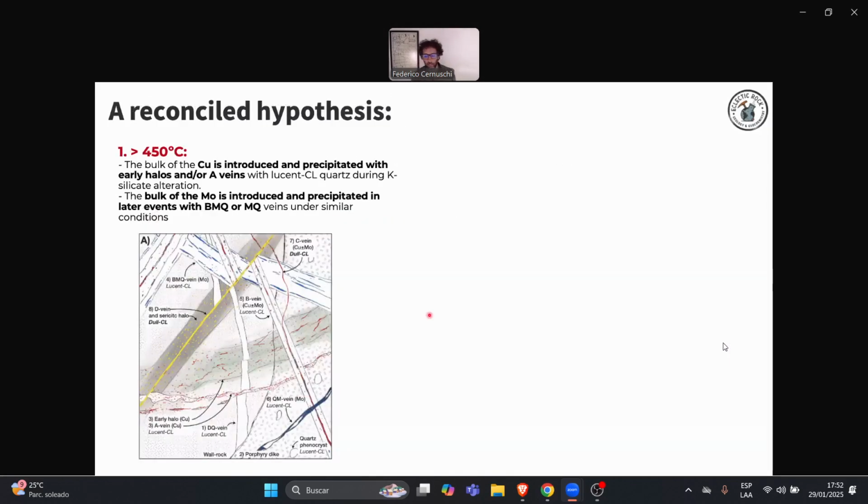So reconciling these two hypotheses on the basis of these observations, we propose that the bulk of the copper is introduced and precipitated with early halos or A veins, together with this lucent CL quartz and in stability with K-silicate alteration. And similarly, the bulk of moly, if there's enough moly there, is introduced and precipitated in later events with banded molybdenite quartz veins or MQ veins. And then there's some more of both of those with B and C veins.